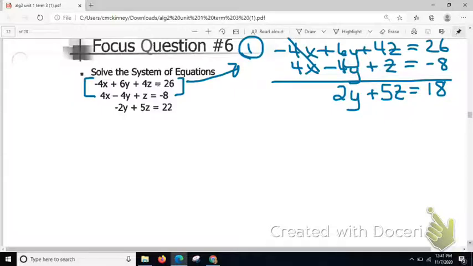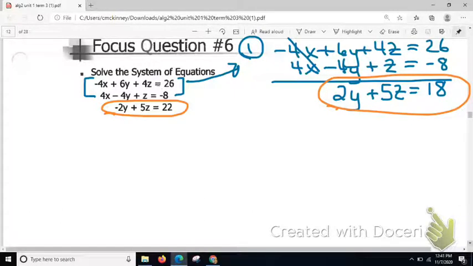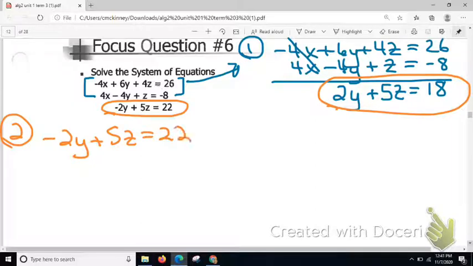So now let's think, we haven't used that final equation yet. Now what we're going to do is take this third equation. Notice it only has y's and z's, and we're going to put it with the result of putting those first 2 together. So that's going to be our step 2. I'm going to move it over to the left. So we're going to take this -2y plus 5z is 22, and we're going to put that with what we got from those first 2 combined.